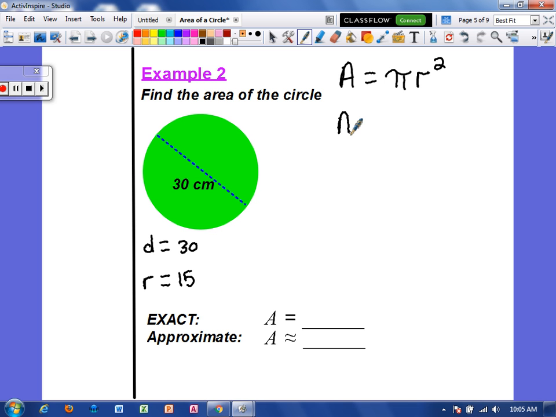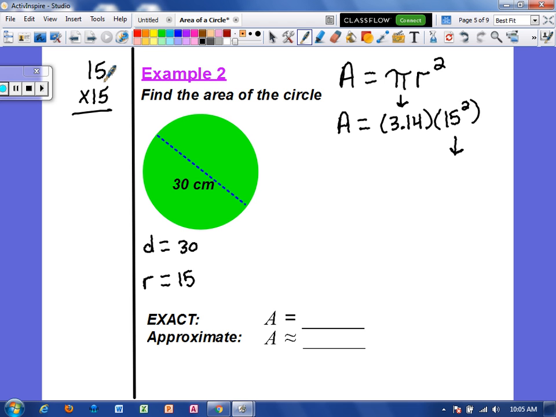So the area equals, and I'm going to find approximate first, so I'm going to use 3.14. So we've got 3.14 as pi, and we are going to multiply that by the radius squared. So the radius is 15, and I've got to put that exponent of 2. So just like on the last problem, the first thing that you want to do is find the radius squared. Leave the 3.14 as your last step. So 15 squared, let's go ahead and work that out.